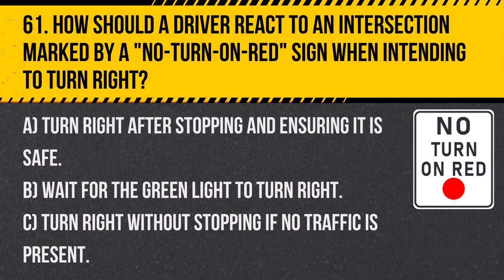Question 61. How should a driver react to an intersection marked by a no turn on red sign when intending to turn right? A. Turn right after stopping and ensuring it is safe. B. Wait for the green light to turn right. C. Turn right without stopping if no traffic is present.